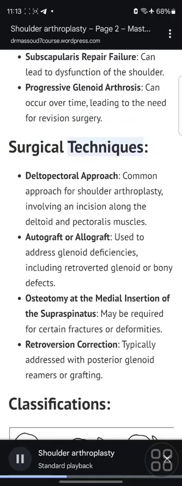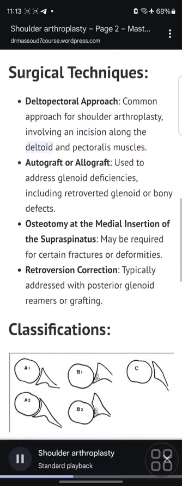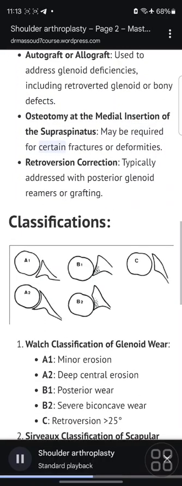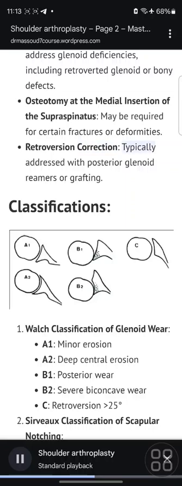Surgical techniques. Deltopectoral approach. Common approach for shoulder arthroplasty, involving an incision along the deltoid and pectoralis muscles. Autograft or allograft. Used to address glenoid deficiencies, including retroverted glenoid or bony defects. Osteotomy at the medial insertion of the supraspinatus may be required for certain fractures or deformities. Retroversion correction, typically addressed with posterior glenoid reamers or grafting.